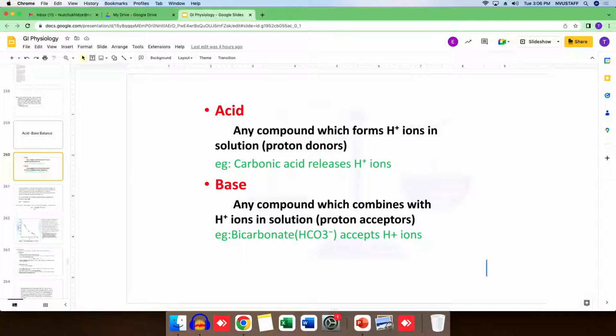So today we will be doing our acid-base balance, right? And we know what acid is. It is a compound which forms H plus ions in solution, meaning that it is like the proton donor. For example, carbonic acid releases H plus ions. And the base is the proton acceptor, the one who catches the protons. This can be something like bicarbonate, for example, right?